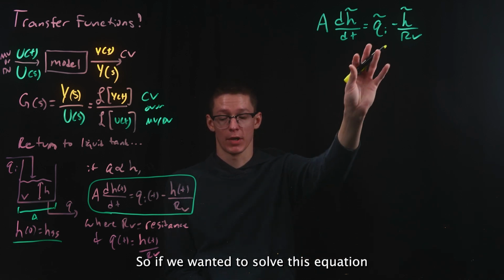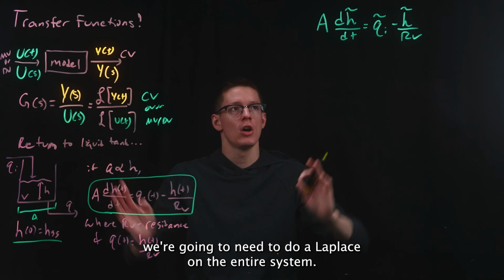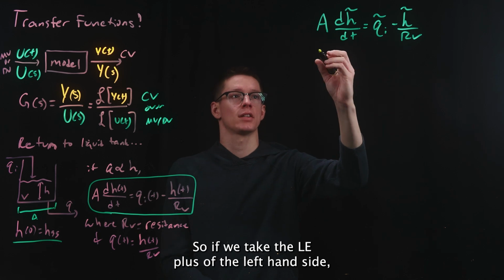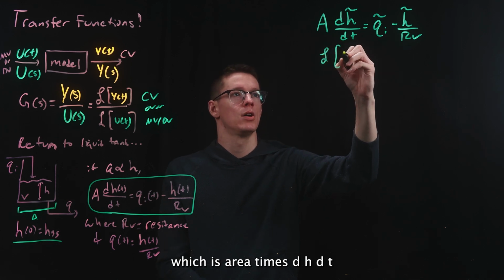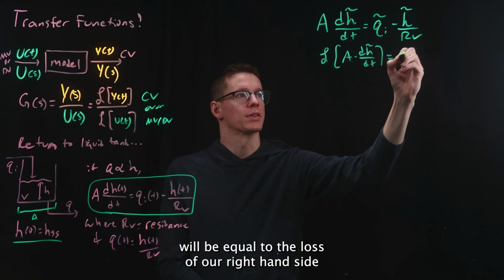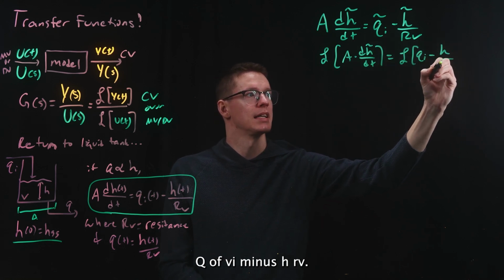So if we wanted to solve this equation and we wanted to consider this as a transfer function first, we're going to need to do a Laplace on the entire system. So if we take the Laplace of the left-hand side, which is area times dH/dt, it will be equal to the Laplace of our right-hand side, Qi minus H over RV.